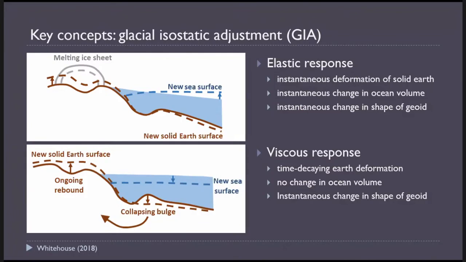The other timescale that I'd like to talk about is the viscous timescale. That's really what happens after that instant movement of ice into the ocean and response of the solid earth. This is really about the time decaying deformation of the earth. It's about this ongoing rebound that happens. There's rebound where the ice sheet was. There's deformation also under the seafloor due to changes in loading across the surface of the earth. This affects the height of the sea surface. In this idealized scenario, I'm assuming there's no change in volume of the ocean, but there will actually be changes in relative sea level because of this relaxation process.